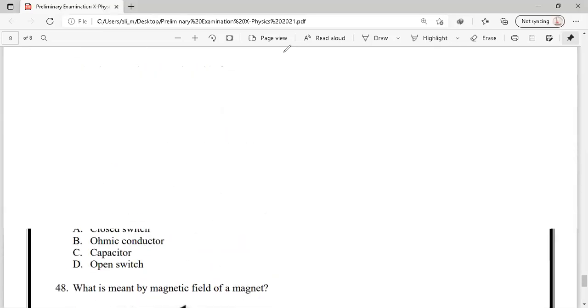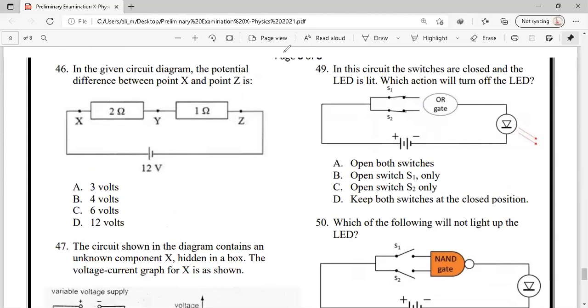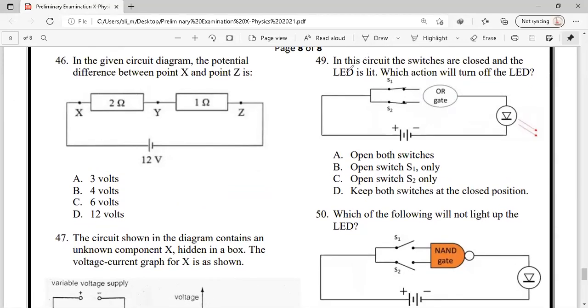So this was our question number 48. Let's move to our question number 49. In this circuit, the switches are closed and the LED is lit. Which action will turn off the LED? We have to identify the action that turns off the LED. It means the current should stop, and the output of this OR gate should be zero, and the output of the OR gate is zero when both the inputs are zero.